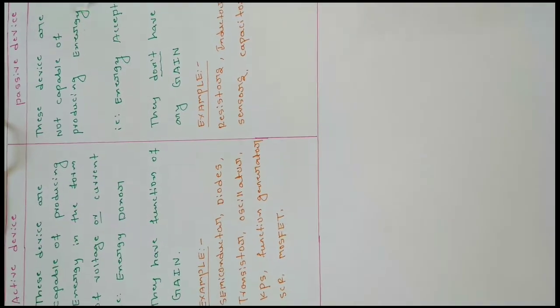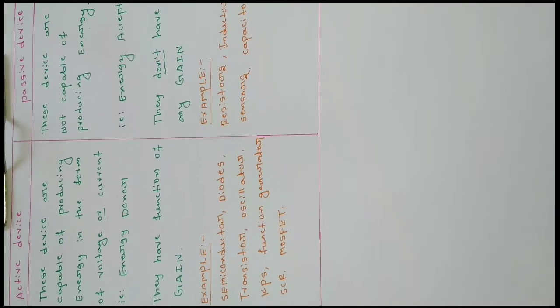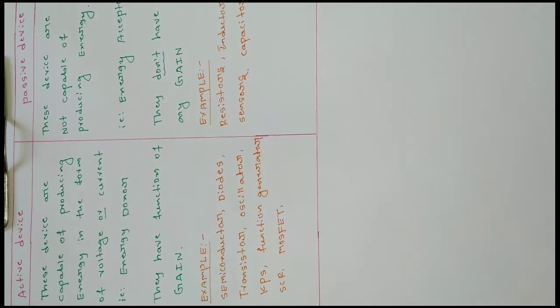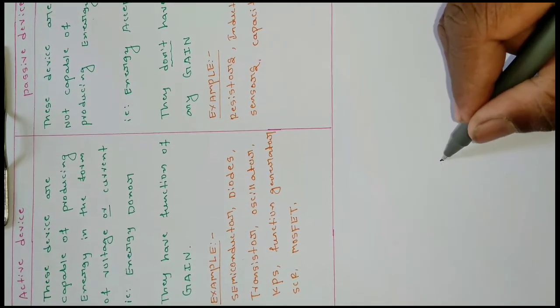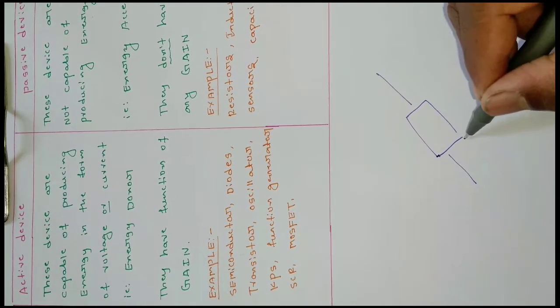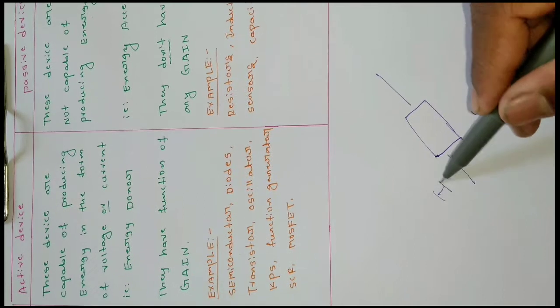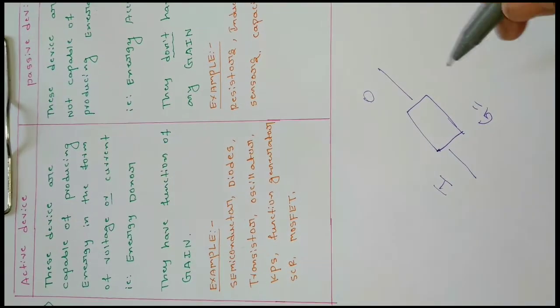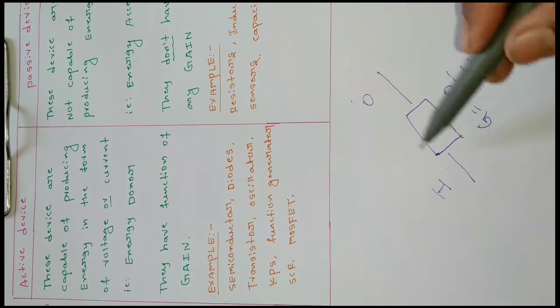The second difference is that active devices have the function of gain, but passive devices don't have any function of gain. What is meant by function of gain? Suppose there is a device; when we give input, we get some output, right? Gain G, where I is the input and O is the output, is output by input, that is, this quantity divided by this quantity.